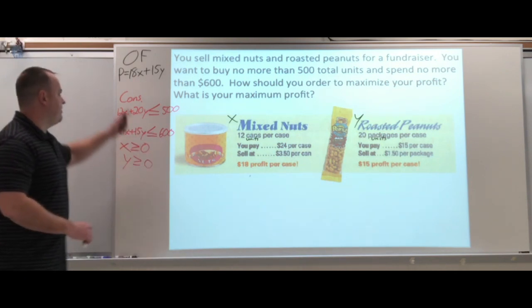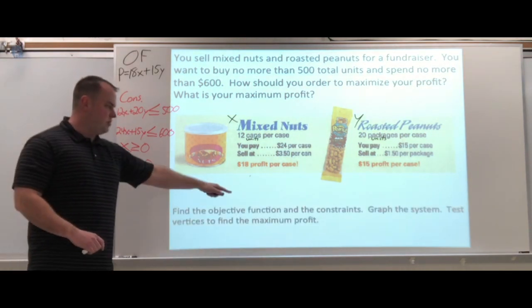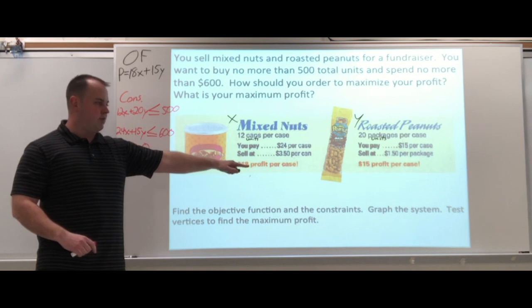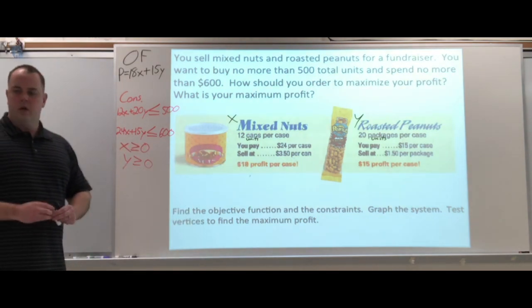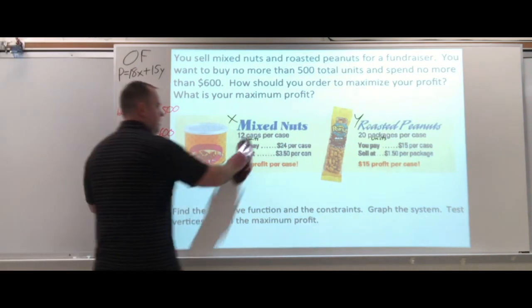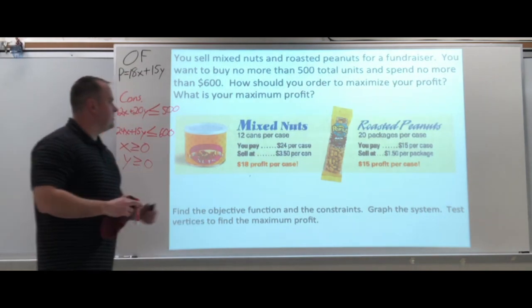Okay? So we have our objective function, we have our constraints. Find the objective function and the constraints. Now we have to graph the system, and then test the vertices to find the maximum profit. Okay? So let me erase some stuff here as I call up my graph.